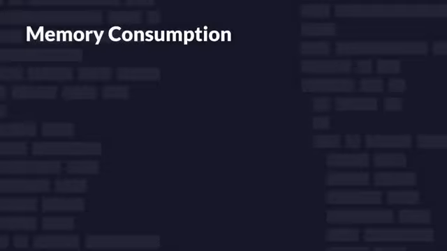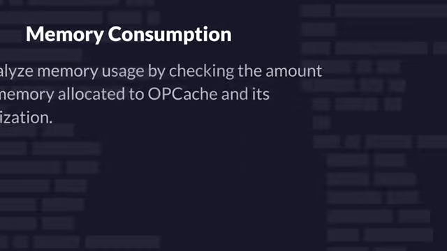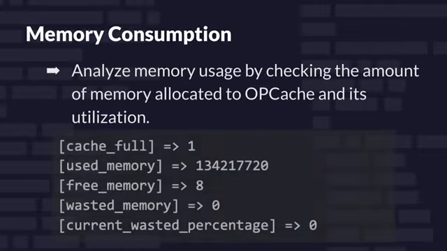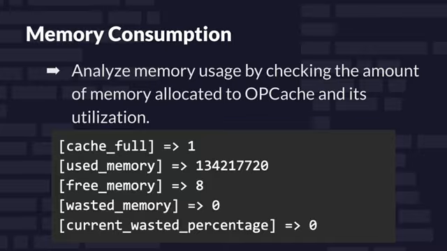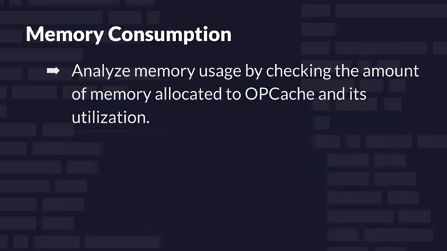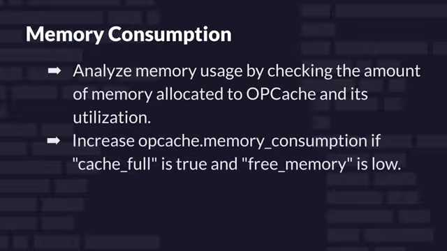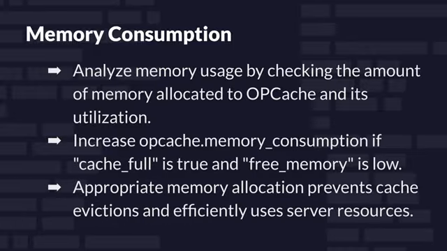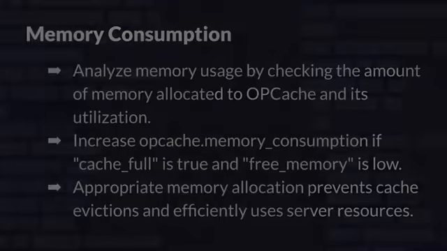Memory consumption. Analyzing memory usage involves checking the amount of memory allocated to the opcache and how much of it is being used. In the output you can see here, the administrator would want to consider increasing the opcache.memory_consumption to a value higher than 128 megabytes, as the cache full boolean is true and free memory is at 8 bytes. This information helps determine if there is a need to increase or decrease the memory allocation based on the size and complexity of your PHP scripts. Ensuring an appropriate memory allocation helps prevent cache evictions and promotes a more efficient use of server resources.